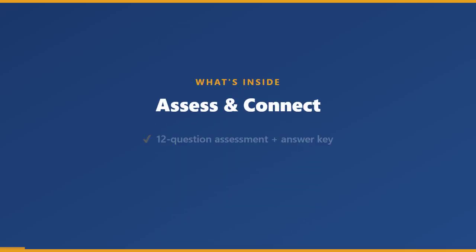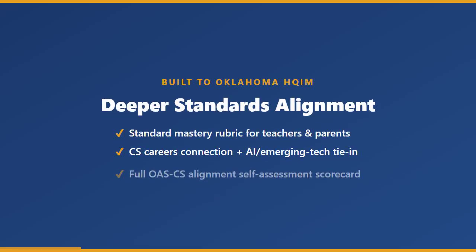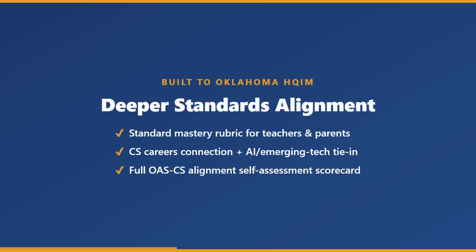checkpoints. This unit includes a standard mastery rubric for teachers and parents, a visual comparison chart of single device versus connected system troubleshooting, a CS careers connection, and an AI connection, all built to the Oklahoma HQIM rubric, plus a 10-question assessment with answer key, group and individual activities, vocabulary puzzles, a family letter, and a certificate of achievement.